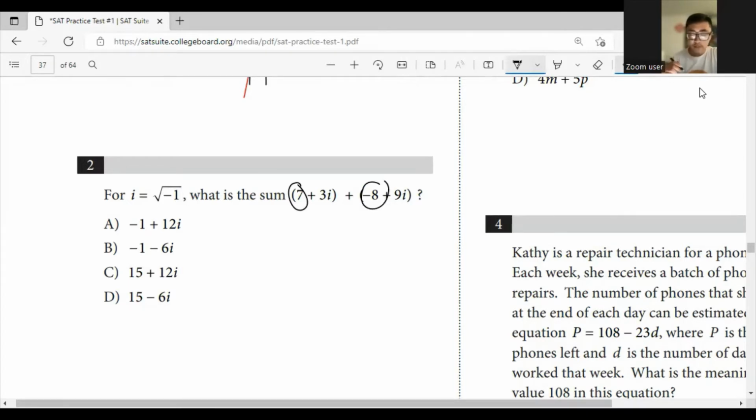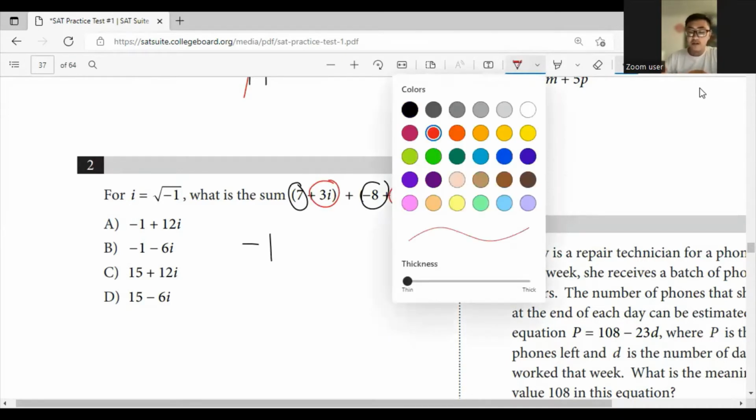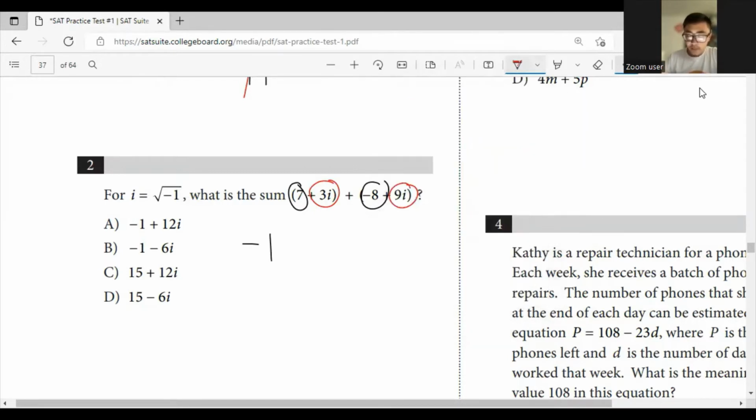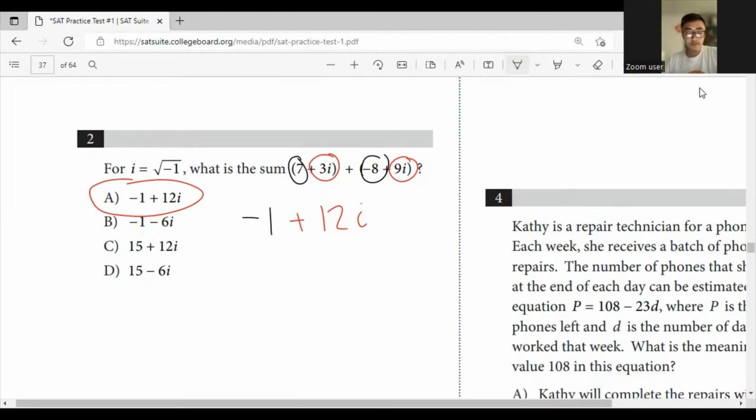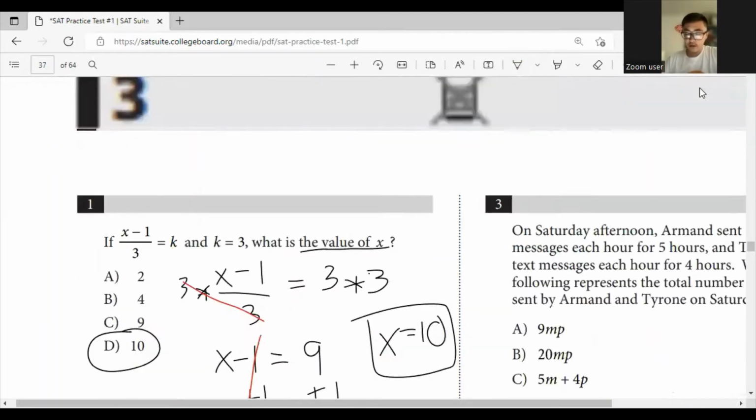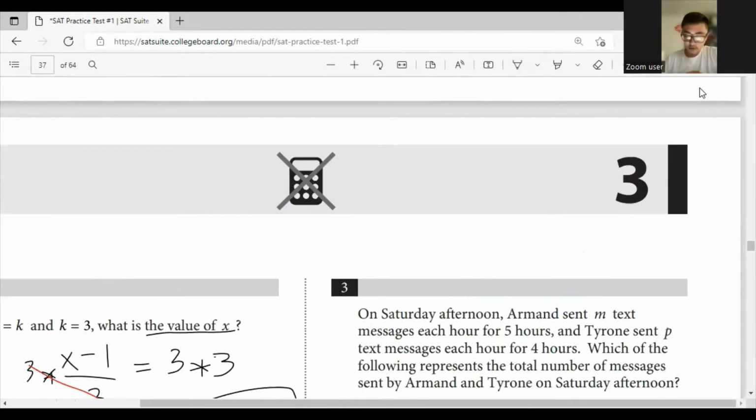Which 7 plus minus 8 will get me -1. Then I circle 3i and 9i. You can box it if you want. Doesn't matter. And you have 3i plus 9i, which is 12i. That's going to be plus 12i. Just look for the answer that matches that up. It looks like answer A. Looks good. Okay. Now let's move on to the next one.